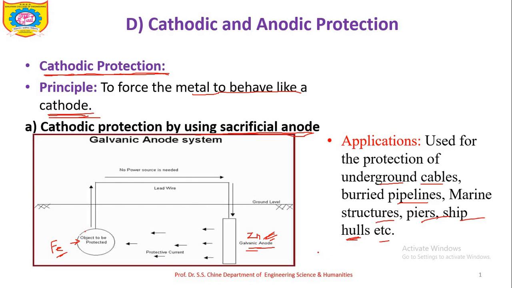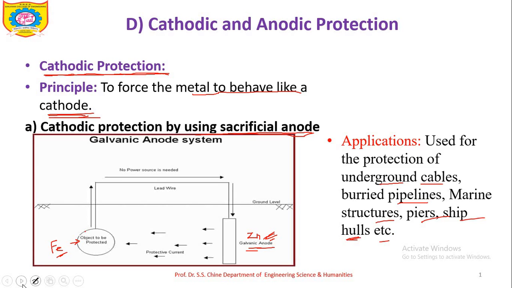So if I attach some small piece of zinc to the ship hull, then that zinc piece will act as anode and the ship hull will act as a cathode and get protected. So in the same way as this example, that can also be protected.